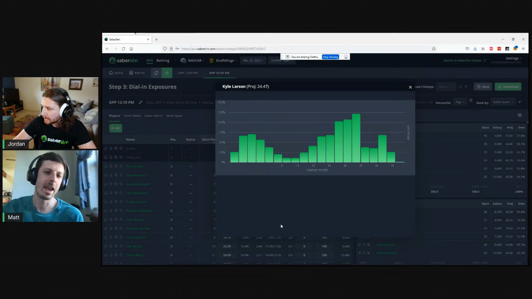So anyway, I think it's really fun to look at the distributions and see how these outcomes can go. This is why I'm seeing these exposures, even though Villanueva is the top value driver. This is why I'm not getting a ton of him in my lineups.